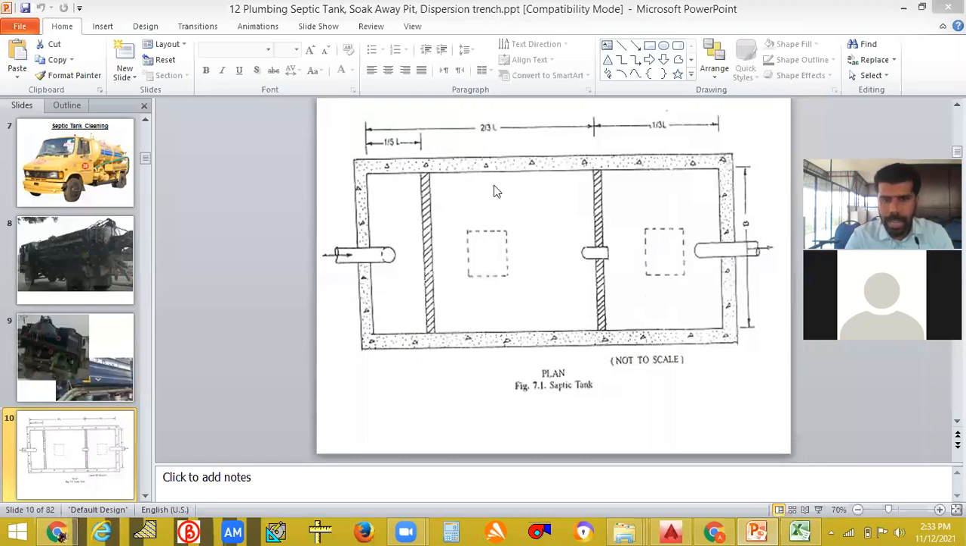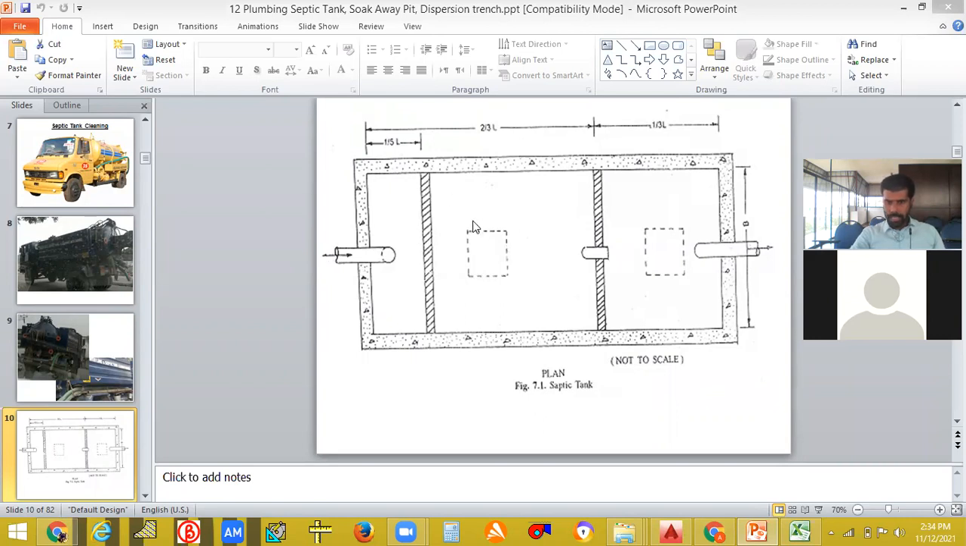Yeah, this is the septic tank. This is the plan view of the septic tank. Plan view means the top portion of the septic tank. So you can see three chambers. This is the inlet pipe that is coming from the water closet. This is the baffle wall where the foam and bubbles will be settled.